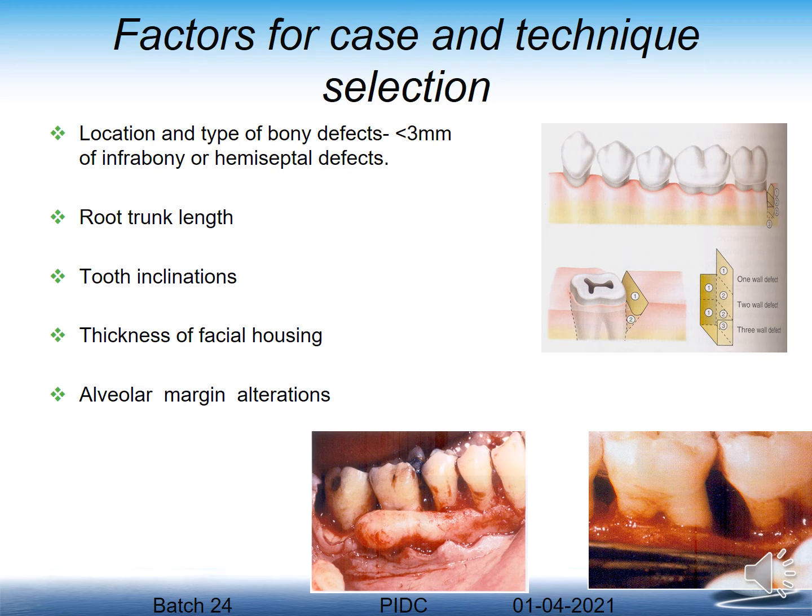So factors for case selection and technique selection. Generally the location and type of the bony defects tells what type of treatment we go in for. So you generally recommend this for treatment of bone defects less than 3 mm, when the root trunk length is sufficient, when there is not much tooth inclination, and also seeing the thickness of the facial housing and alveolar bone margin alteration. So these factors are to be taken into consideration when you're going to do this particular surgery.